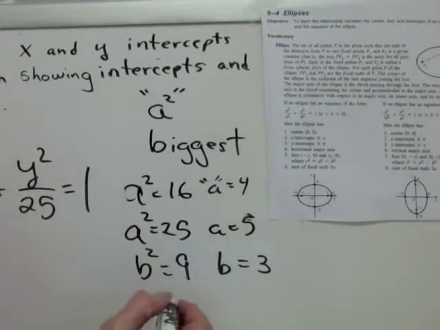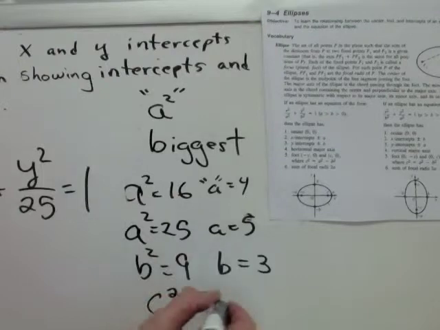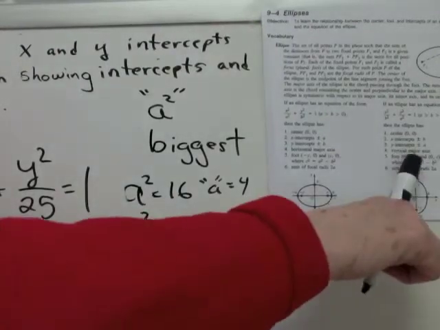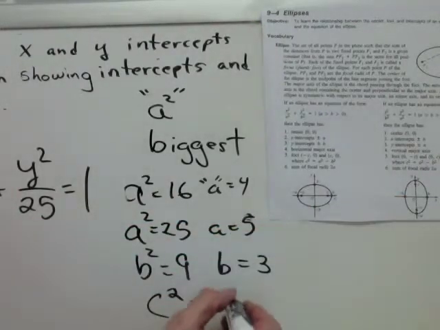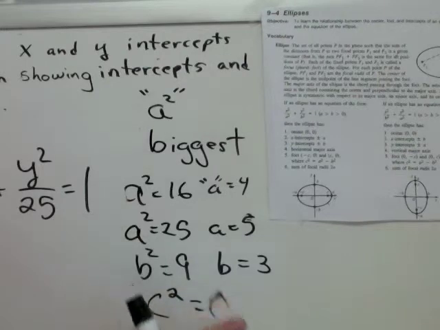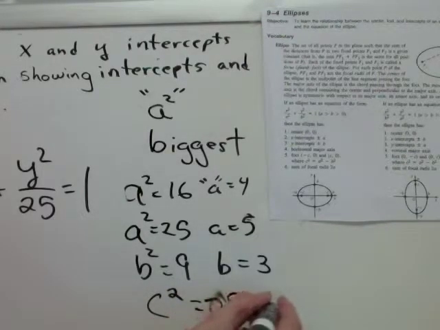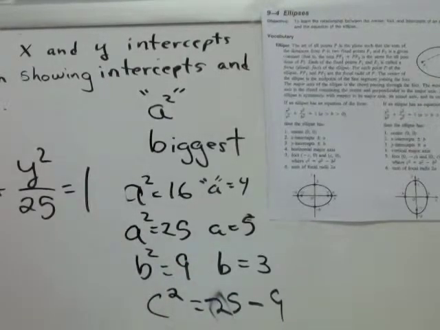And how do I find c? Well, c squared equals a squared minus b squared, which is 25 minus 9, right? So what's 25 minus 9?